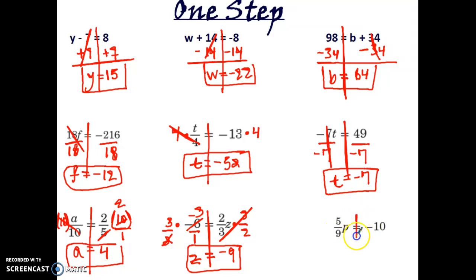Okay, again, multiply by the reciprocal. The reciprocal of 5/9 is 9/5. Put this over 1. They cancel. Cross reduce. 5 goes into -10, -2 times. That's 1. -2 times 9 is -18. All right, that's one step, everybody.